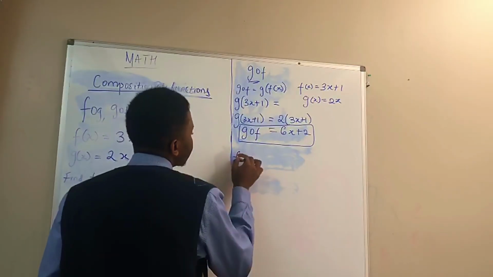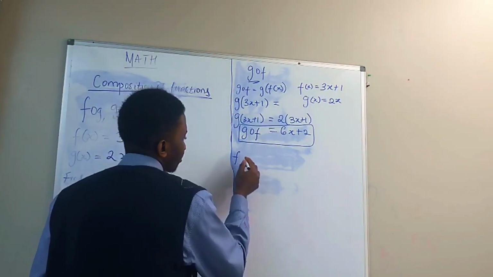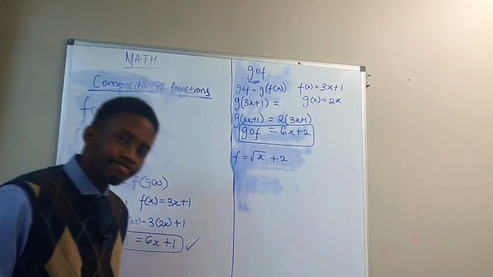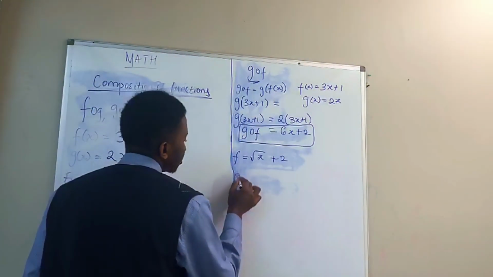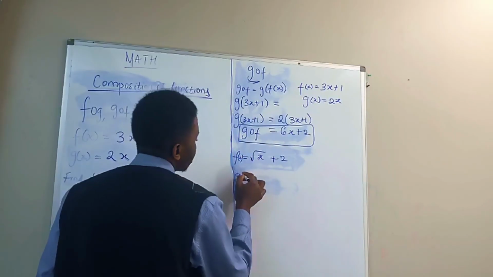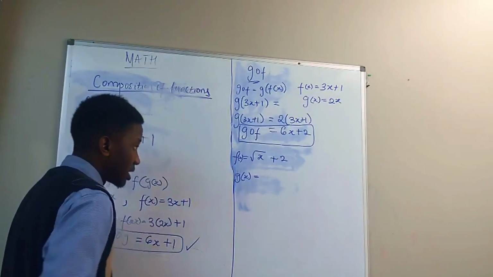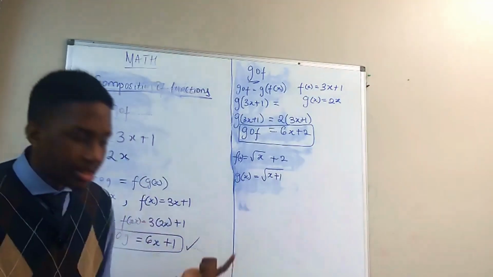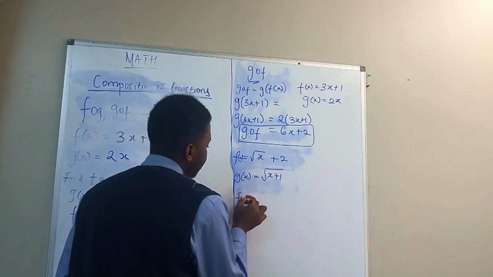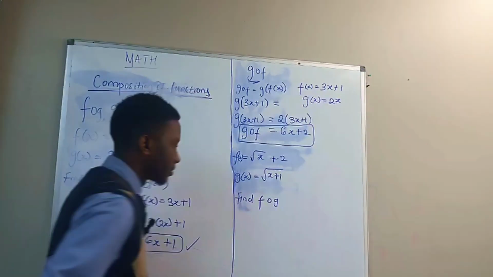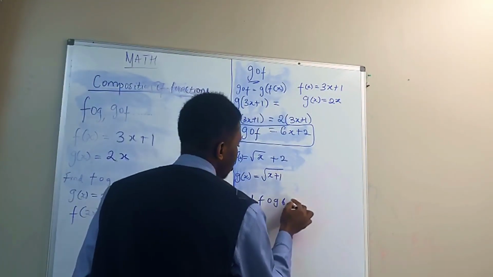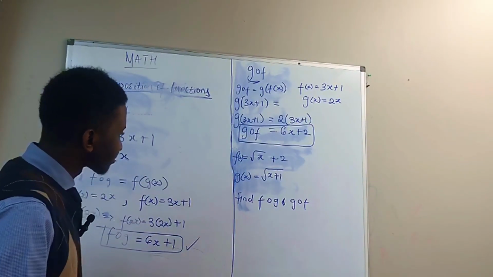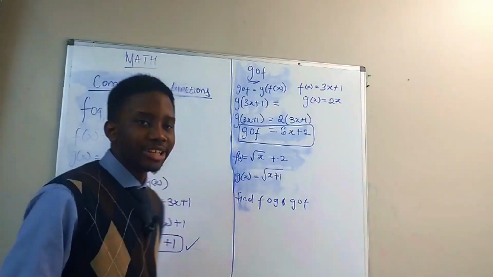Let's say we're given a function f of x to be equal to, let's say, root x plus 2. Okay, root x plus 2, and g of x was then given to us as root x plus 1. Okay, and then the same question goes over and over again. Find f of g and g of f. Okay, so sit tight and let's walk you through the next step.